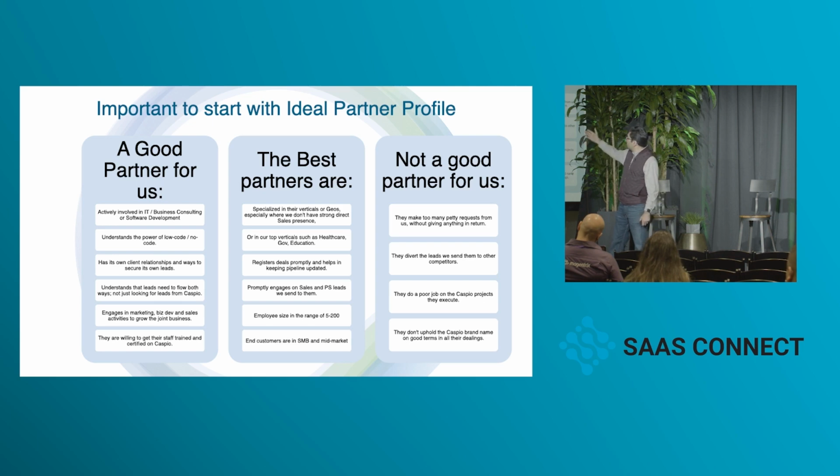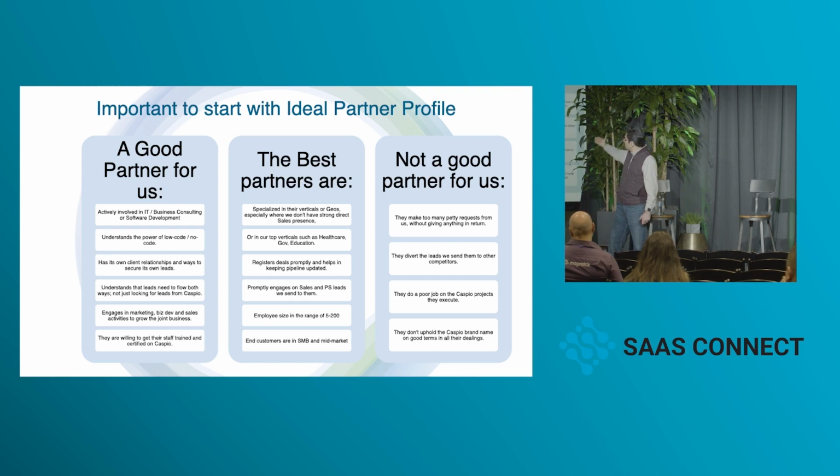Here, just to give you a couple of examples of what actually is working for us right now. So we have one bucket called what's a good partner. What do they look like? So within that category, we have partners that understand the power of low code, no code, because we are a low code platform, obviously. So if they already understand this space, it makes it easier to get the conversation started, right? We also wanted partners that wanted a bi-directional flow of leads instead of just relying on leads from us. So those were something in the good bucket.